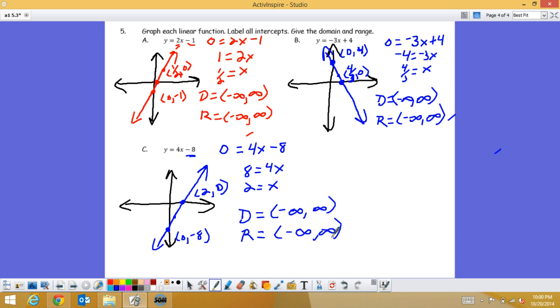So that is the background of slope-intercept form of the linear equations. Tomorrow we will talk about point-slope form of these linear functions.